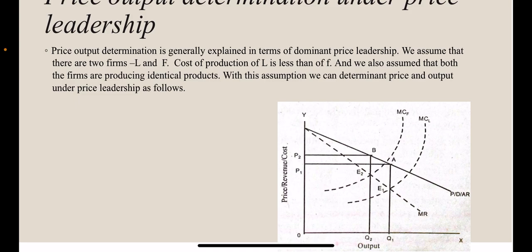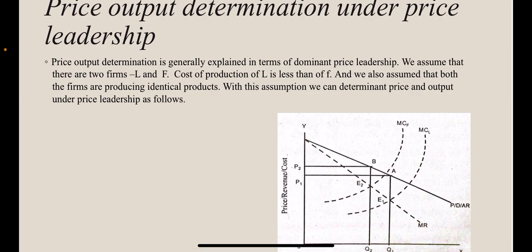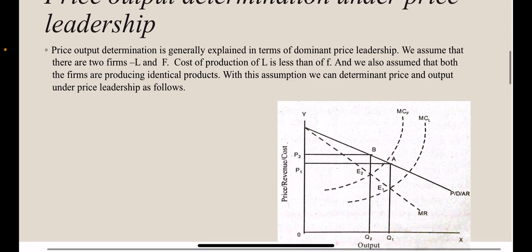So, we are going to study the price output determination and the dominant price leadership. For that we are assuming two firms, L and F, where the cost of L is always less than that of F, and we are also assuming that the two firms are producing identical products. From this we can understand the determination of price and output under price leadership. Okay, so we are studying this graph in detail.